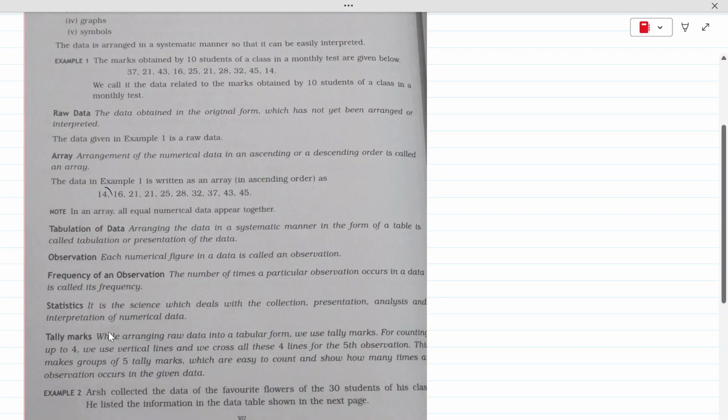Okay, tally marks, we already know this, that it's a form where we arrange the data in the form of a table.